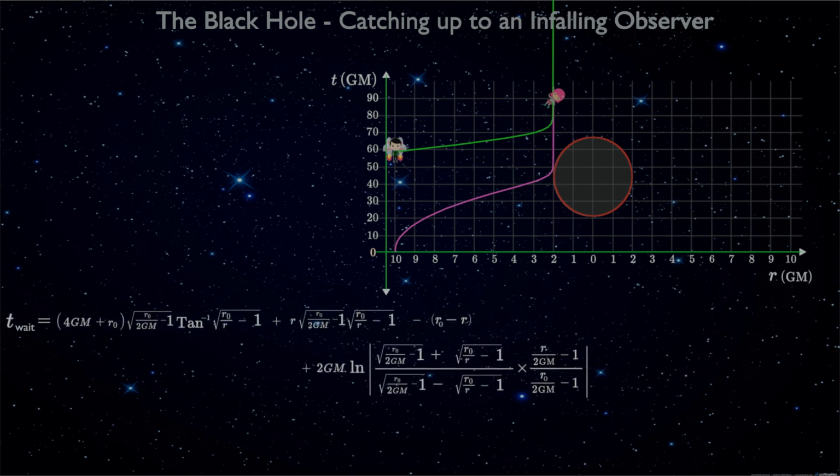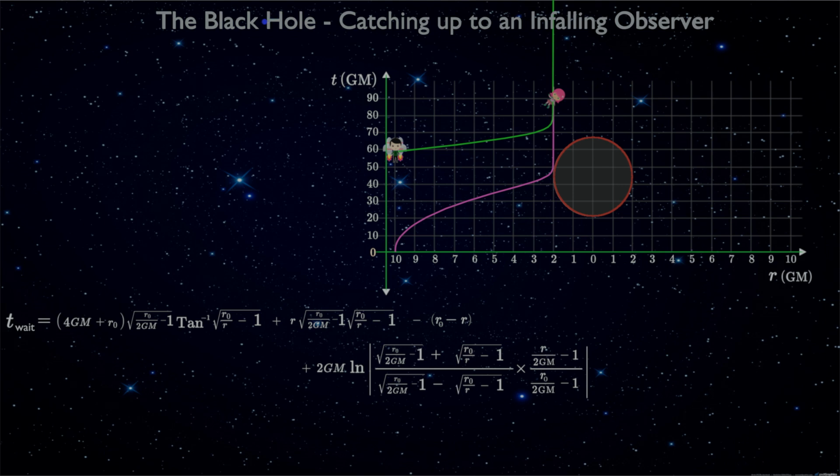This equation would be good enough to find out Tom's wait time to intercept Stella at any r value, simply by plugging that value into the equation for a given r naught. The only r value that may give us some trouble is r equals 2 gm, since the logarithm argument will then be 0 divided by 0.